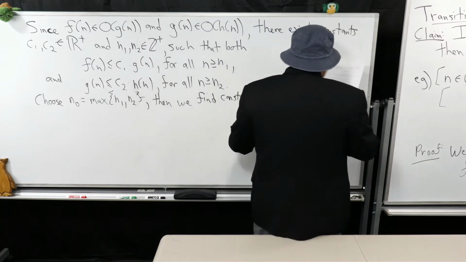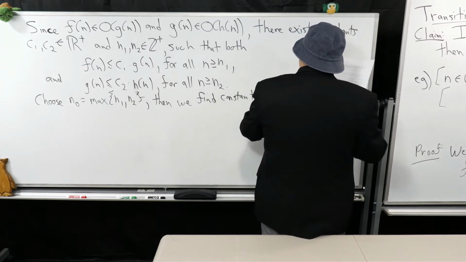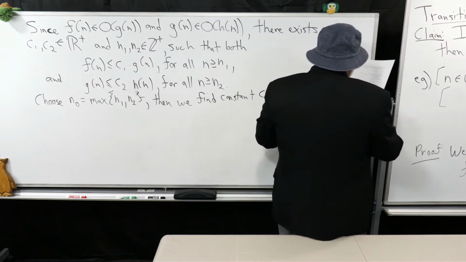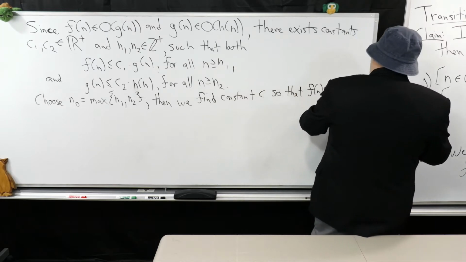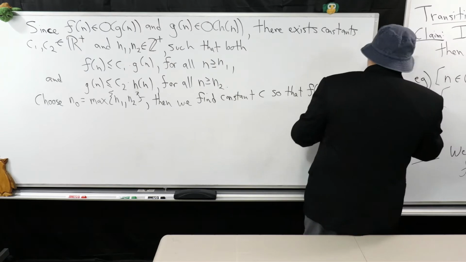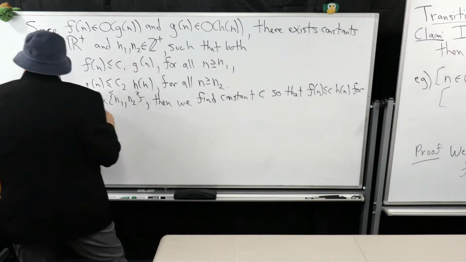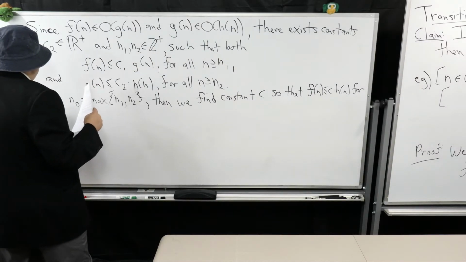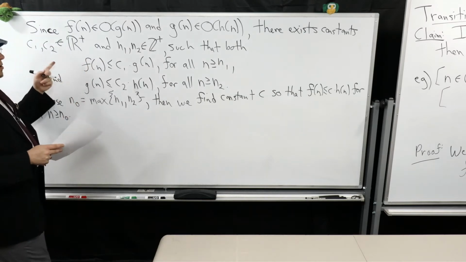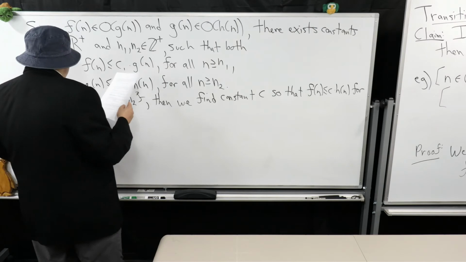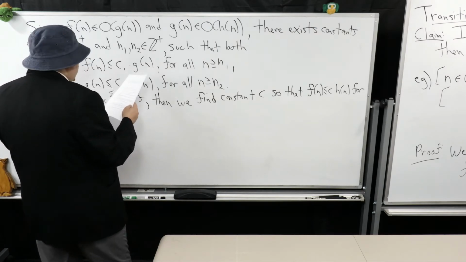We need to find constant c so that f of n is less than or equal to c times h of n for all n greater or equal to n0. So now I'm just going to use these two inequalities here like I did when I was actually proving another property of big O previously.